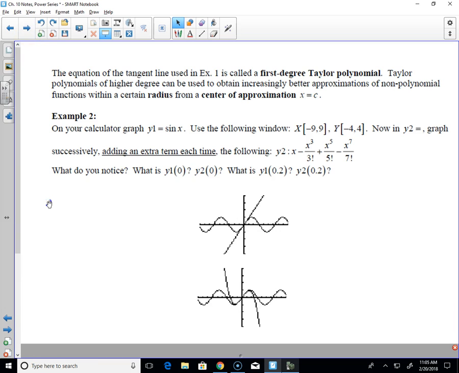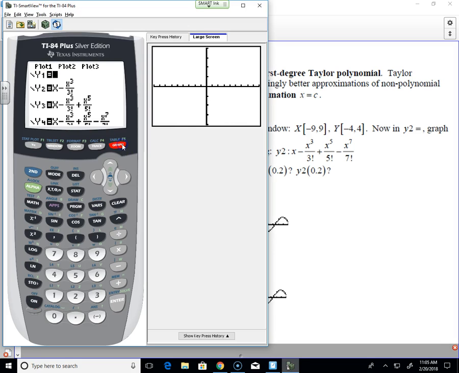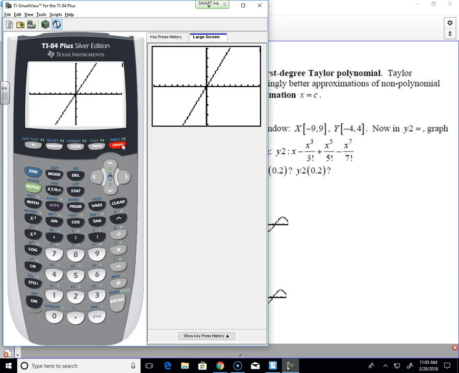You put it in, and what did that graph end up doing? As we go one, then the next, then the next, if yours are all graphing at the same time, that was my tangent line. That was my cubic. That was 2 terms. There's my quintic, that's my 5th degree. There's my septic.